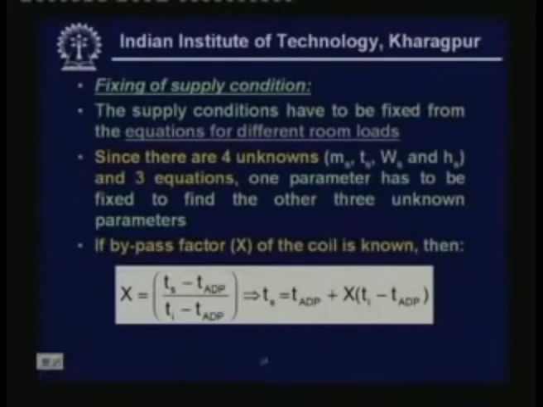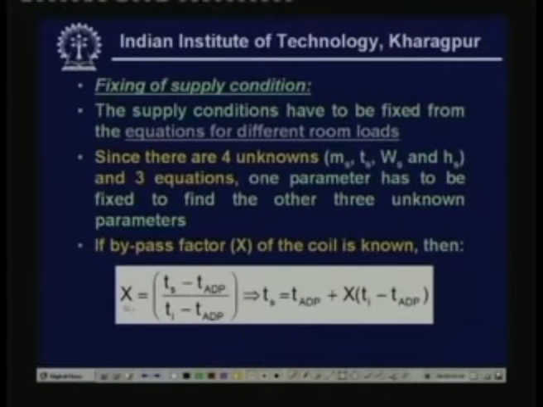Okay. Since there are four unknowns and three equations, one parameter has to be fixed to find the other three unknown parameters. So if the bypass factor X of the cooling coil is known, then from the definition of bypass factor, X is equal to Ts minus TADP divided by Ti minus TADP, where Ts is the exit temperature of air at the cooling coil, TADP is the apparatus dew point of the coil, and Ti is the air temperature at the inlet to the cooling coil. Okay, so this is based on the definition of bypass factor.